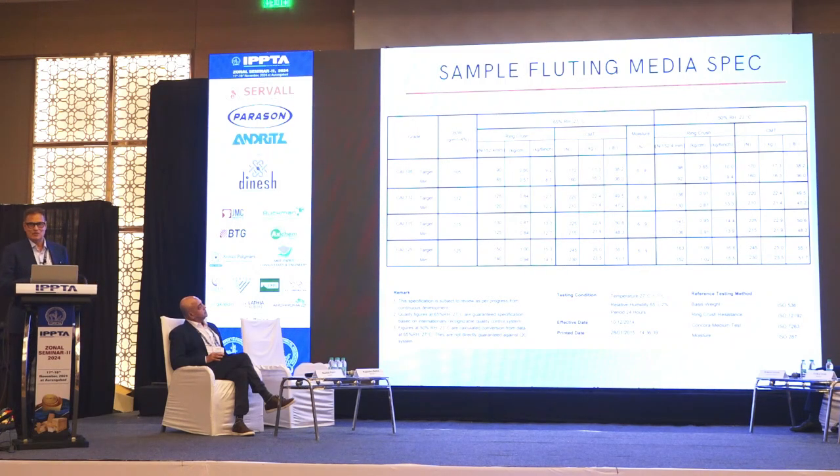This is one sample fluting media spec from an imported mill. They give only ring crush values and CMT values and moisture. They don't specify BF. Of course, ring crush values are given for 65 relative humidity as well as 27 degrees and 50 degrees also. And CMD values are also given. But nowhere do they give a guarantee for BF.